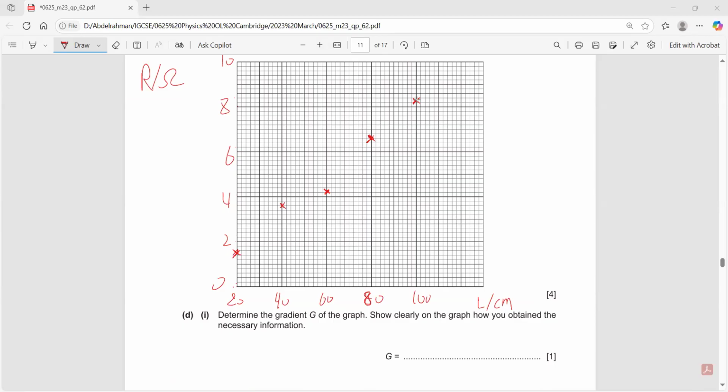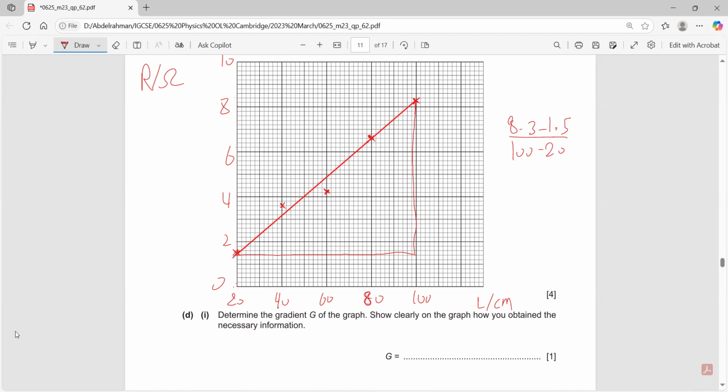Yes, this would be a really good line of best fit. You have one point above the line, one point below the line. It would be acceptable. Can I find the gradient? Yes, I can. You have to clearly draw the triangle on the graph, the triangle method. And then y2 minus y1, so 8.3 minus 1.5 over x2 minus x1, 100 minus 20.